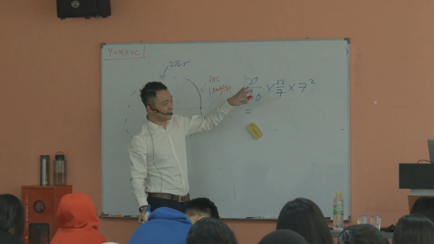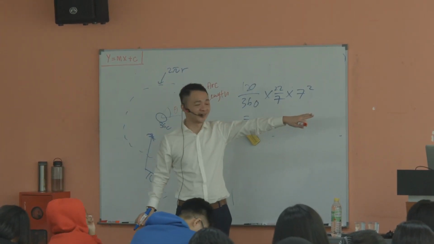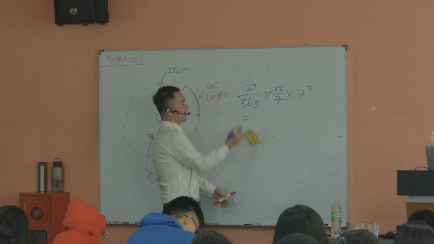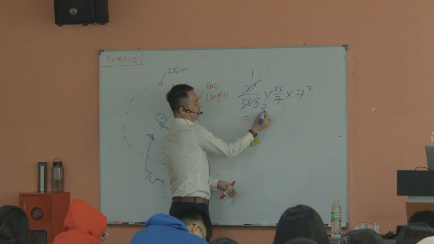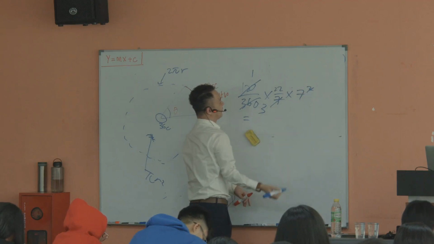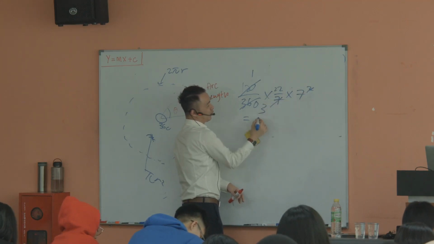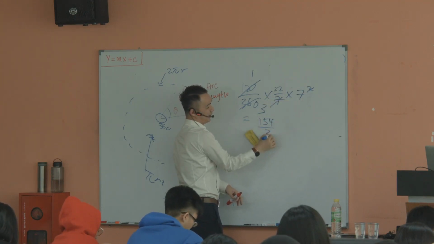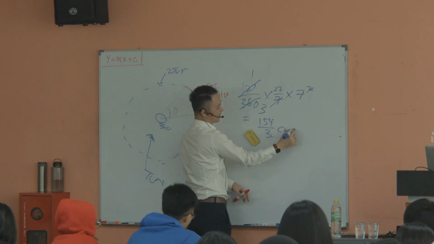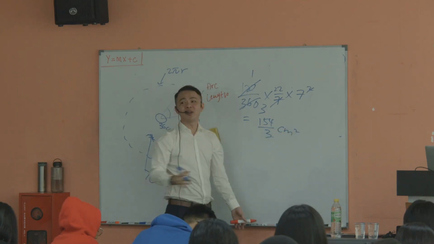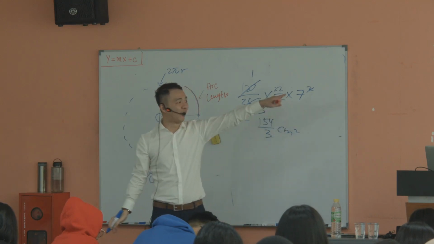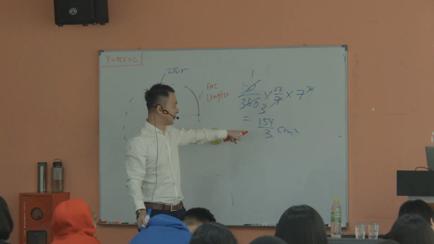So this is the white sector over there. Simplify, and basically you will get 154 over 3 cm square. Right, and then I want the area of the shaded region. I basically use the whole big sector minus this part, isn't it?